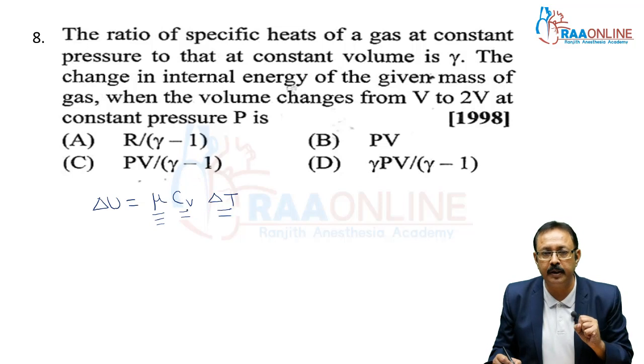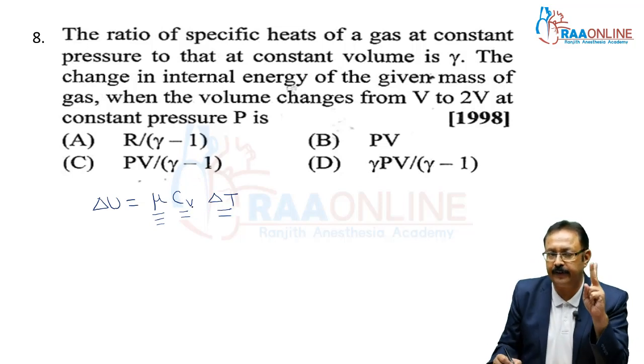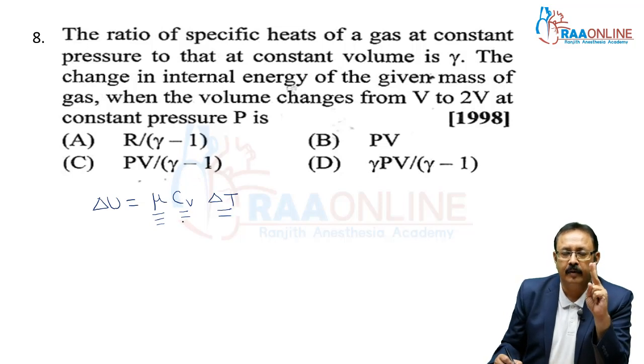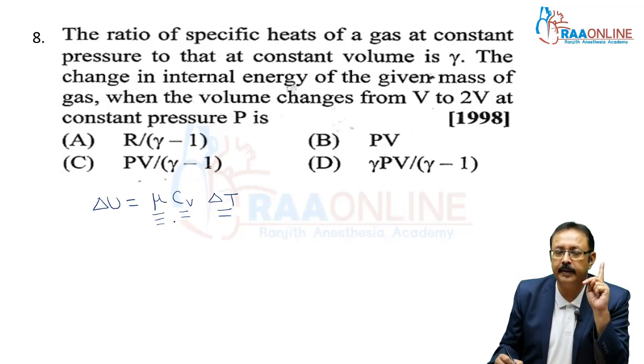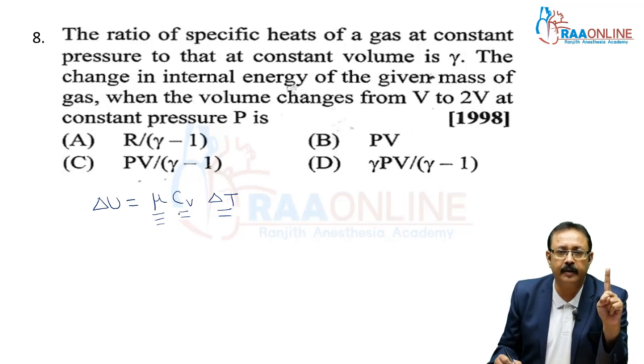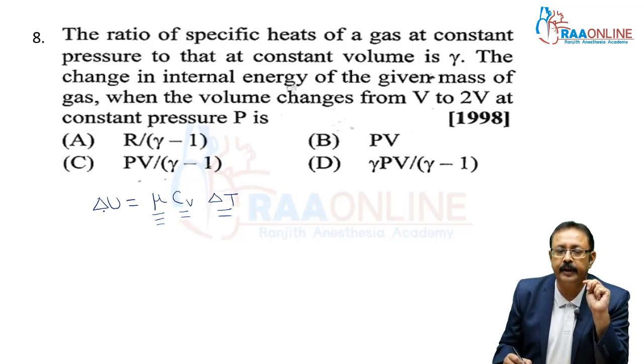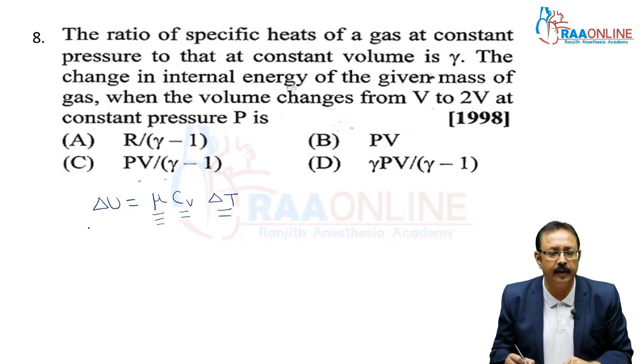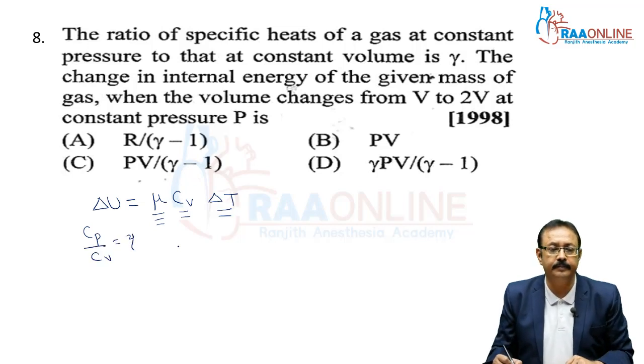But if you are using Cv, gas has two specific heats. Cv means at constant volume. If volume is constant, it means there is no external work, and the whole heat absorbed is used in increasing the internal energy. So we can write Q is equal to delta U. And you know what gamma is: gamma is Cp upon Cv.